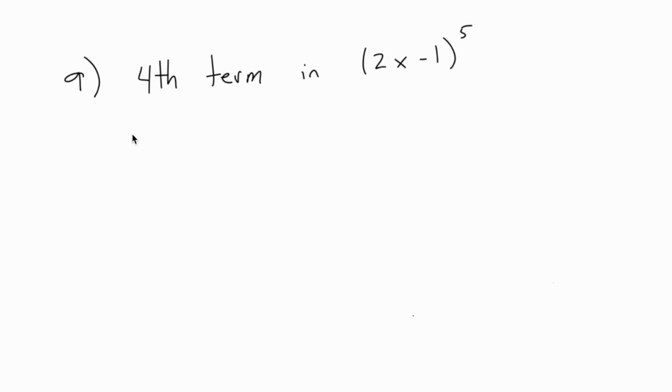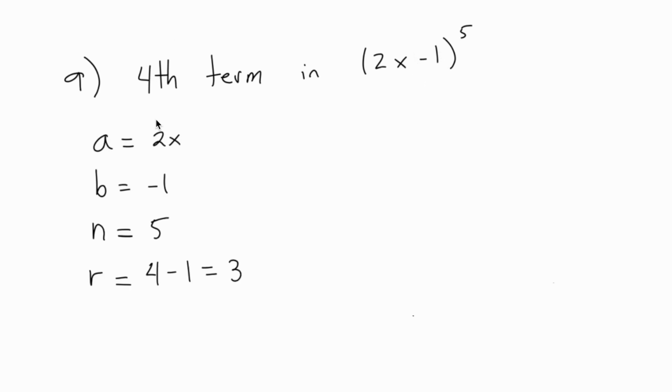Okay, so for example, in question 9, I am asking, what is the fourth term in (2x minus 1) to the power of 5? So look, I am asking for the fourth term. I need 4 things to apply the formula: what is a, what is b, what is n, and what is r. n is the exponent. r is the number of the term minus 1, so that would be 4 minus 1. And what are a and b? a is my first term, 2x, and b is my second term, negative 1.